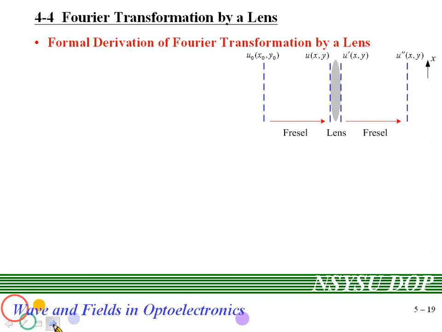And now, I would like to talk about the Fourier transformation by a lens. As we have learned, the Fraunhofer diffraction will give us the Fourier transform of the initial amplitude u0 with a curved phase form.